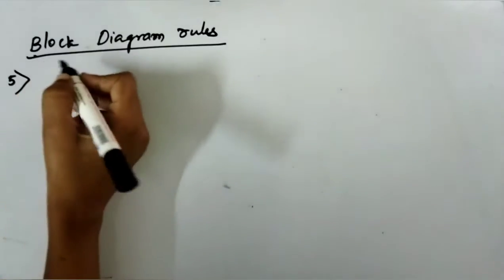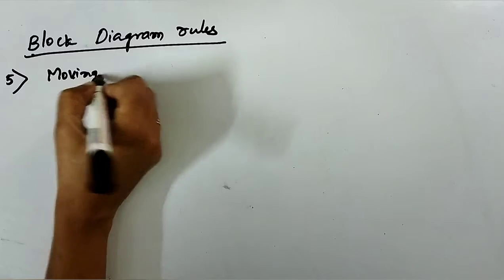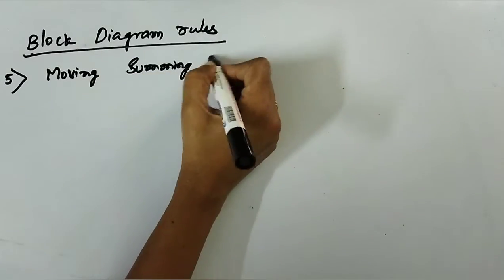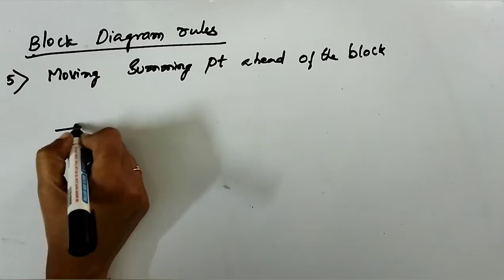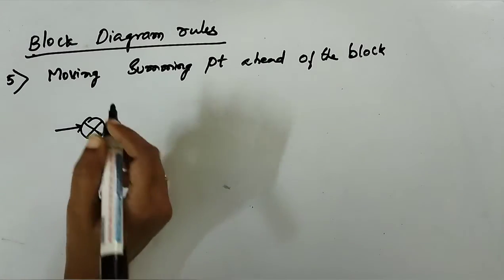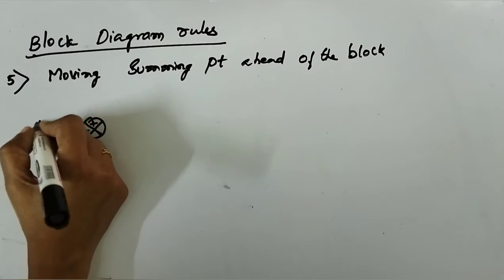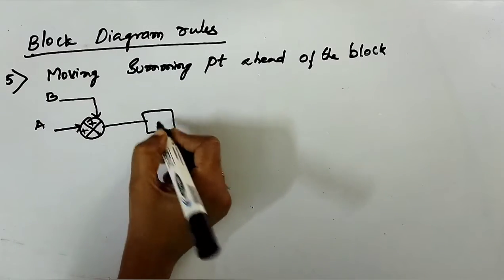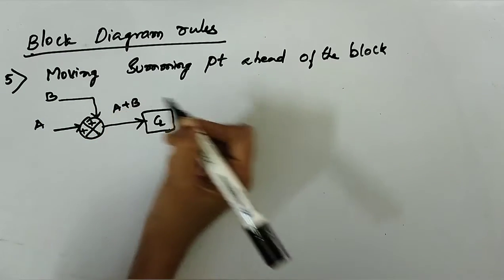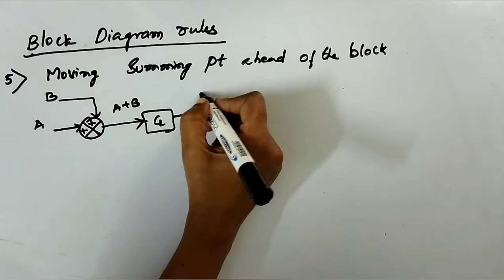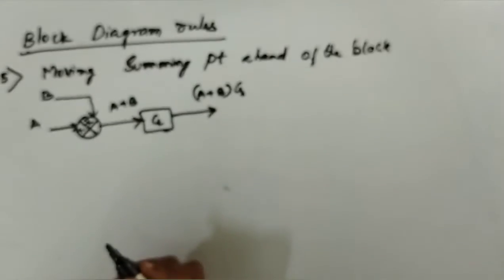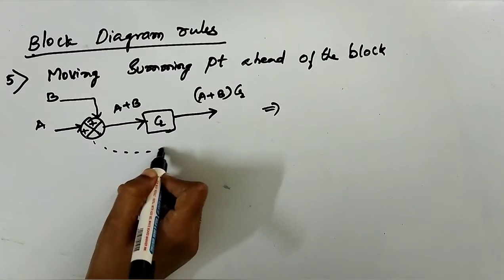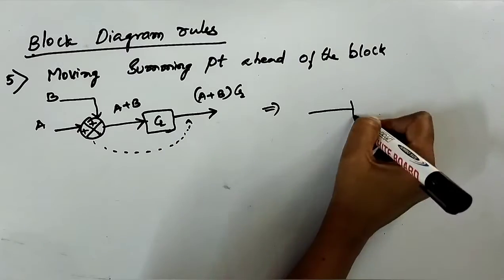Fifth rule is moving the summing point ahead of the block. This is the summing point, plus, where A is the input and B is the input here. A plus B is the input for this block. A plus B into G is the output. Moving the summing point of the block to this side.